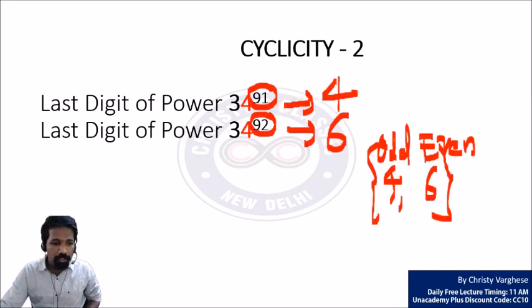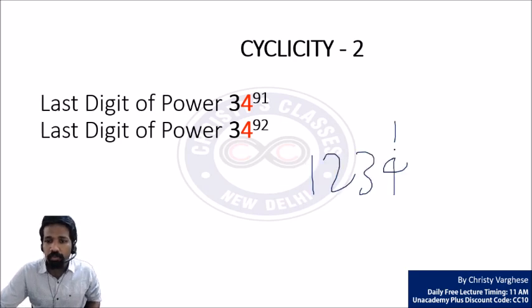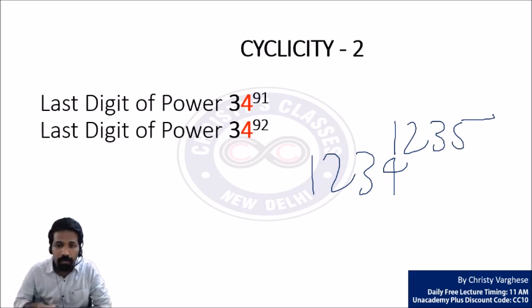So can you just try this example? I will just make a random value: 1234 raised to 1235. All of you find it. You can finish it in less than 10 seconds. I think all of you got the answer.